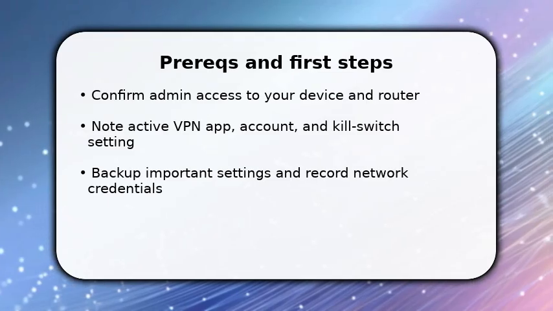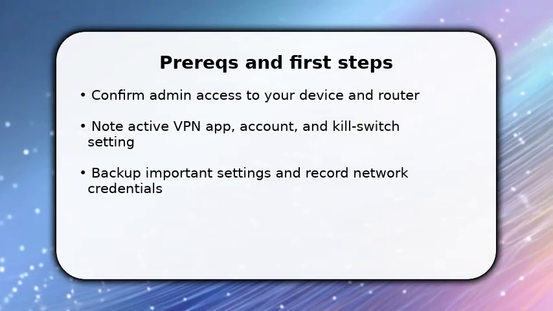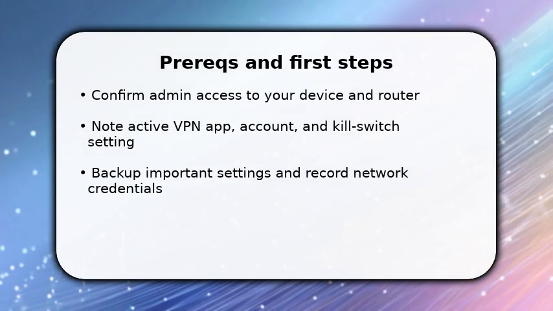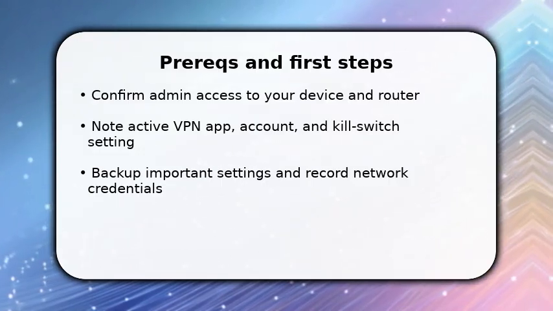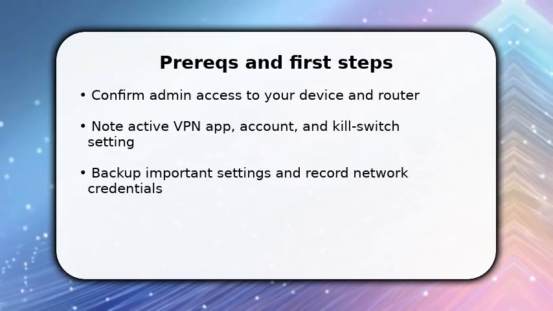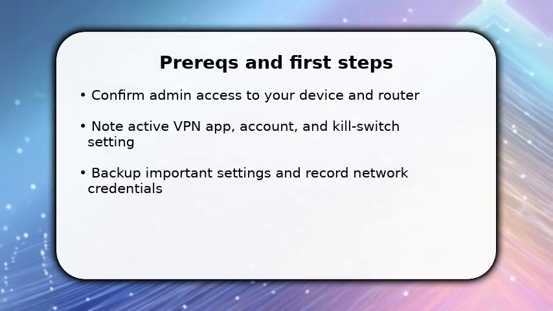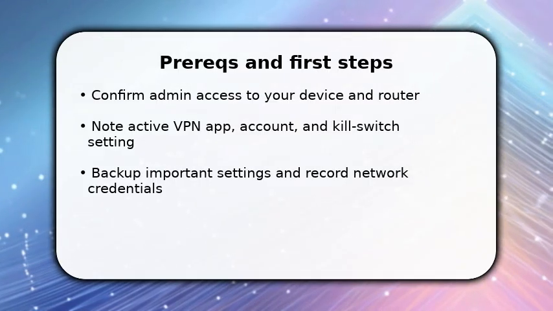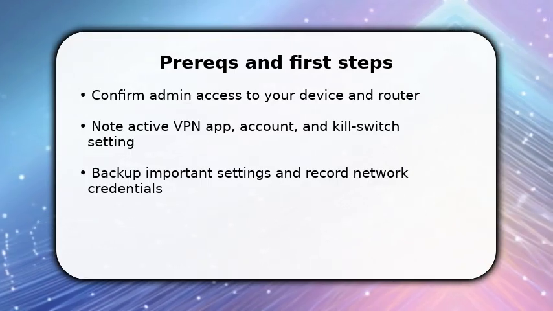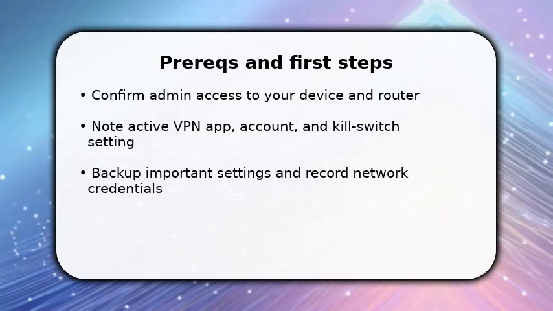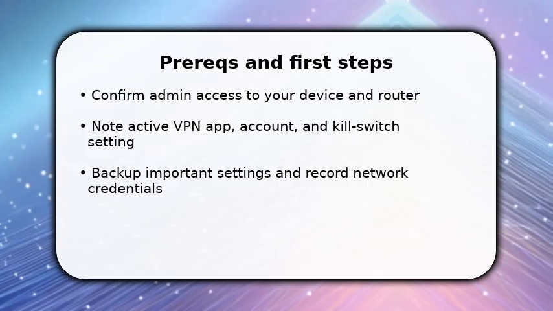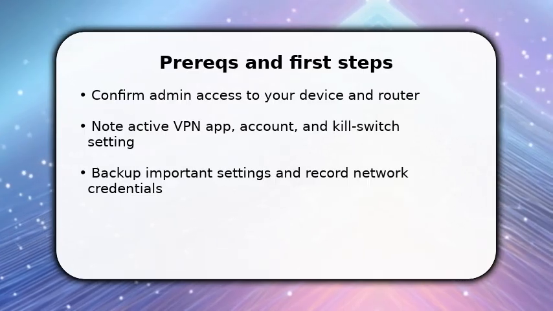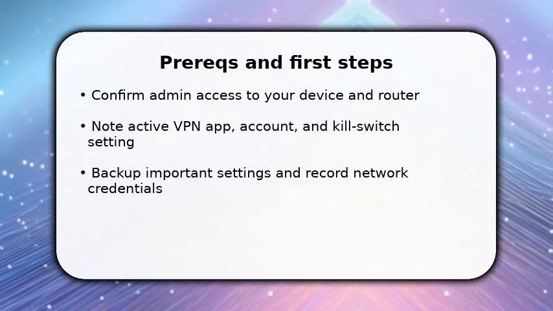Enjoy the video. You have admin access and a list of active VPN apps. Start now by disabling the kill switch in the VPN client so you won't lose connectivity. Next, sign out of the VPN account and turn off automatic start on boot. Once done, stop the VPN process or service from the app interface or system tray and verify the client shows disconnected. Make sure you have your Wi-Fi password or Ethernet ready to reconnect when the network settings switch.